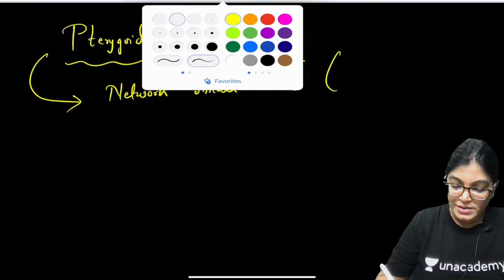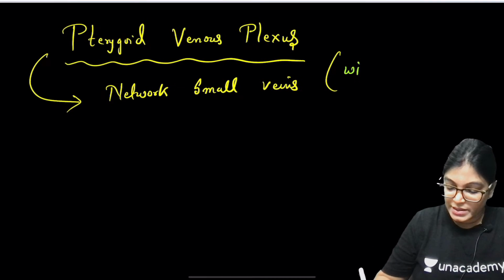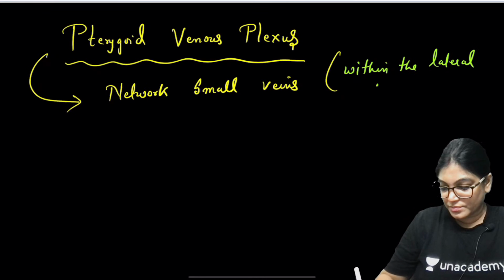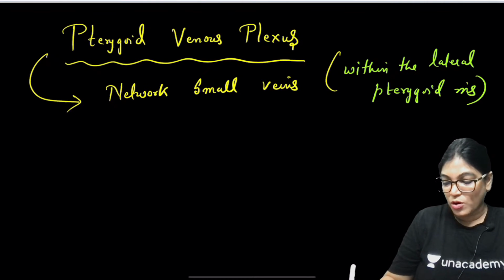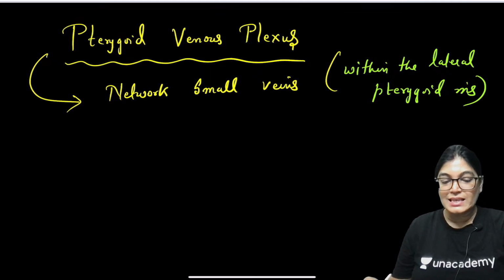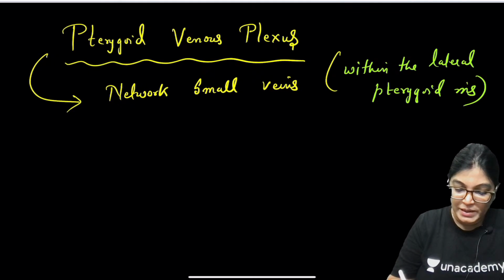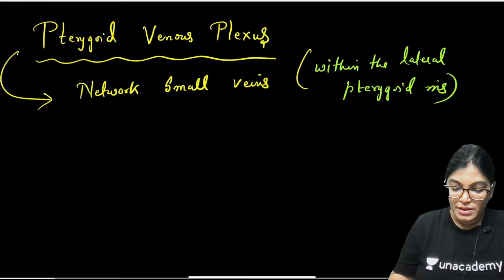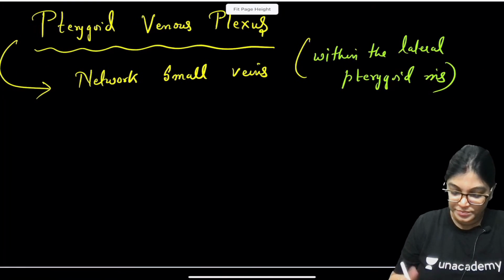Next important point is the location. It is lying within the lateral pterygoid muscle. This is the reason why the lateral pterygoid muscle is called the key muscle. Many important structures are lying inside the lateral pterygoid muscle. And the next important point is that it is forming certain communications. So please write the heading: communication of pterygoid venous plexus.